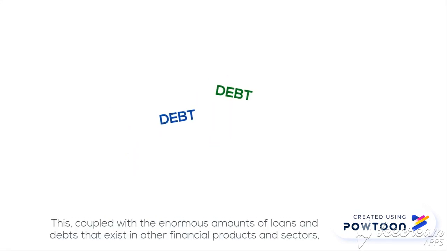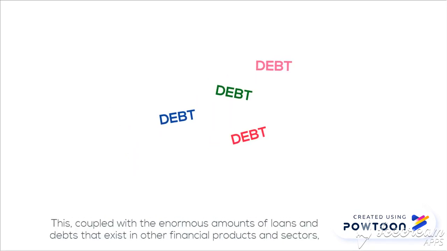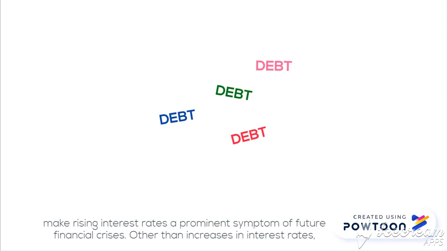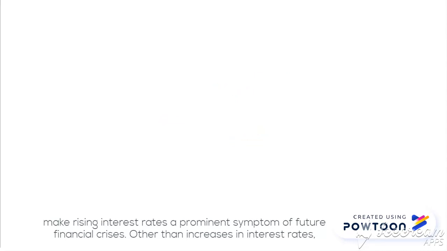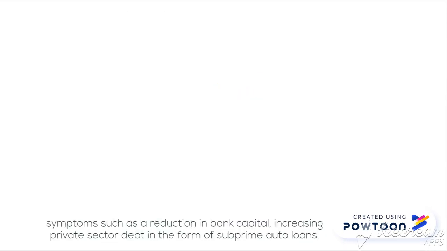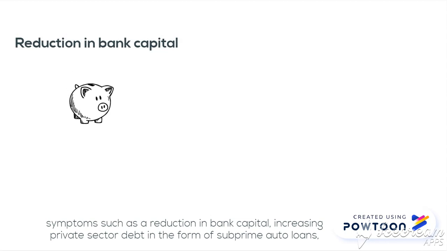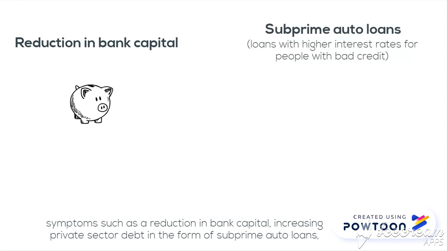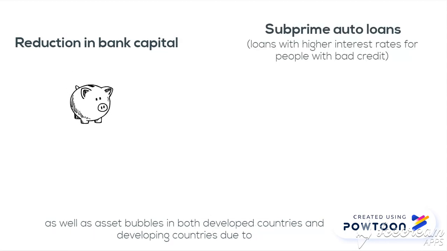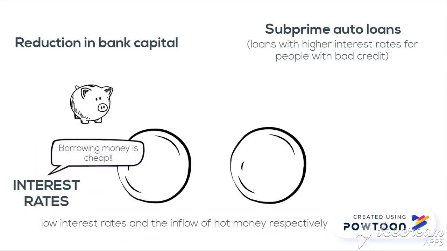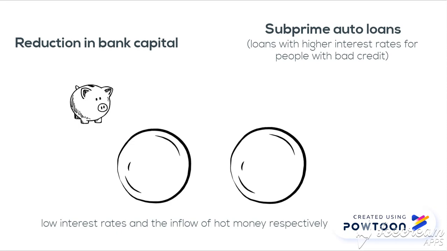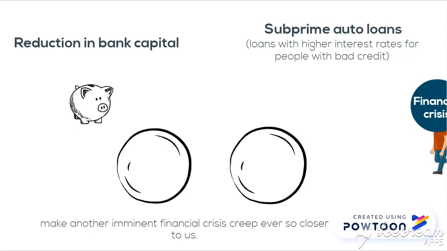This, coupled with the enormous amounts of loans and debts that exist in other financial products and sectors, makes rising interest rates a prominent symptom of future financial crises. Other than an increase in interest rates, symptoms such as a reduction in bank capital, increasing private sector debts in the form of subprime auto loans, as well as asset bubbles in both developed countries and developing countries due to low interest rates and the inflow of hot money respectively, make another imminent financial crisis creep even closer to us.